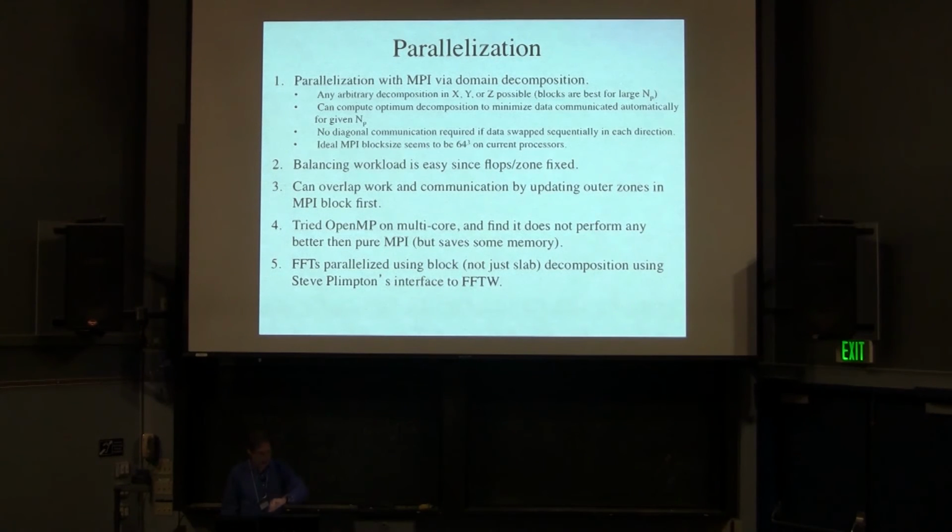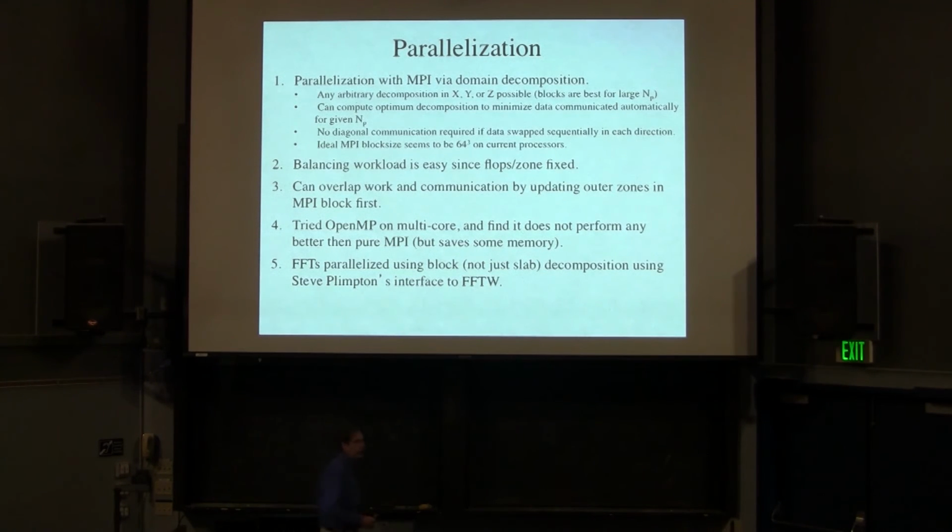Parallelization is done with MPI via domain decomposition, as I've mentioned. Balancing workload is easy because the flops per zone is fixed, except for when you're doing AMR. For right now, it seems like the ideal block size is around 64 cubed. That gives you about the right amount of work per single processor compared to how much time you're swapping data. You can overlap work and communication. We don't actually do that.